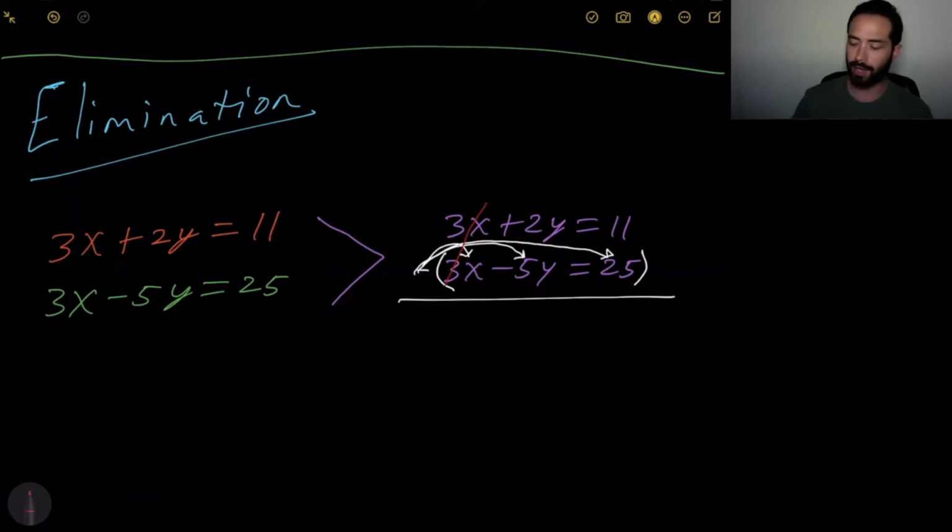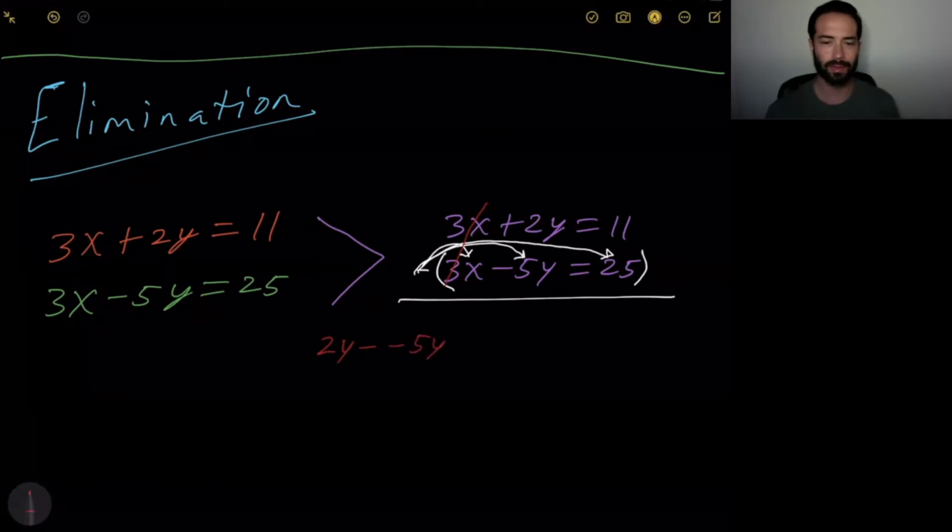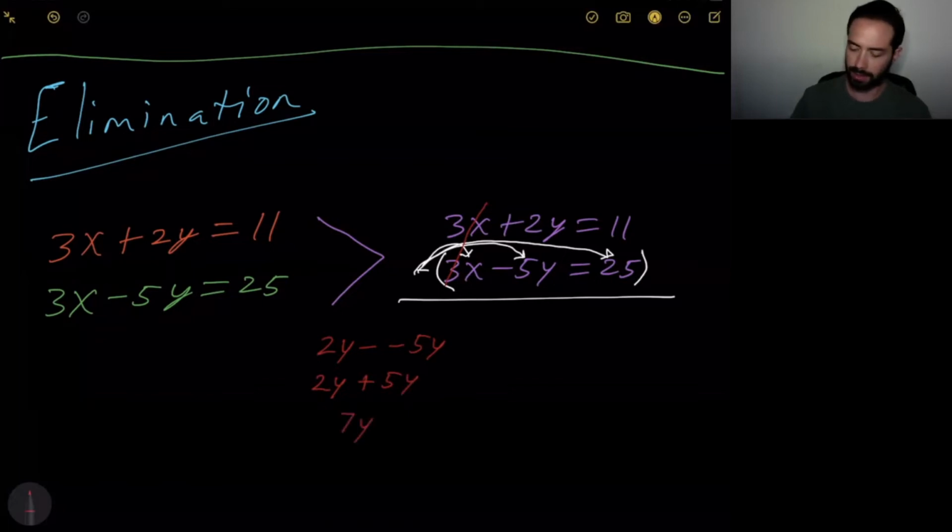All right, so now we have 2y minus negative 5y. So that's where you have to be a little careful, okay? And I'm going to rewrite this off to the side here. We have 2y minus and then negative 5y. So what does that lead to? Well, 2y minus a negative means plus, and then 5y, so that gives you 7y. Okay, so that's just kind of off to the side.